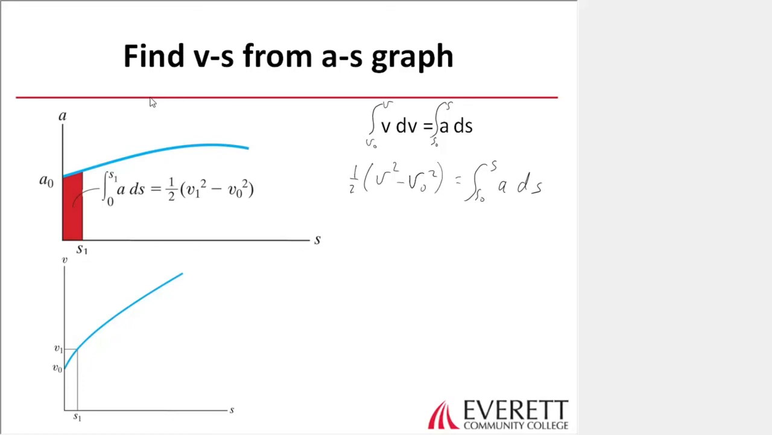Then we can solve for v by multiplying both sides by 2. V squared minus v naught squared equals twice the integral. And then I have to put the v naught squared on the other side. And if I wanted to, I could take the square root of everything to get my actual v.